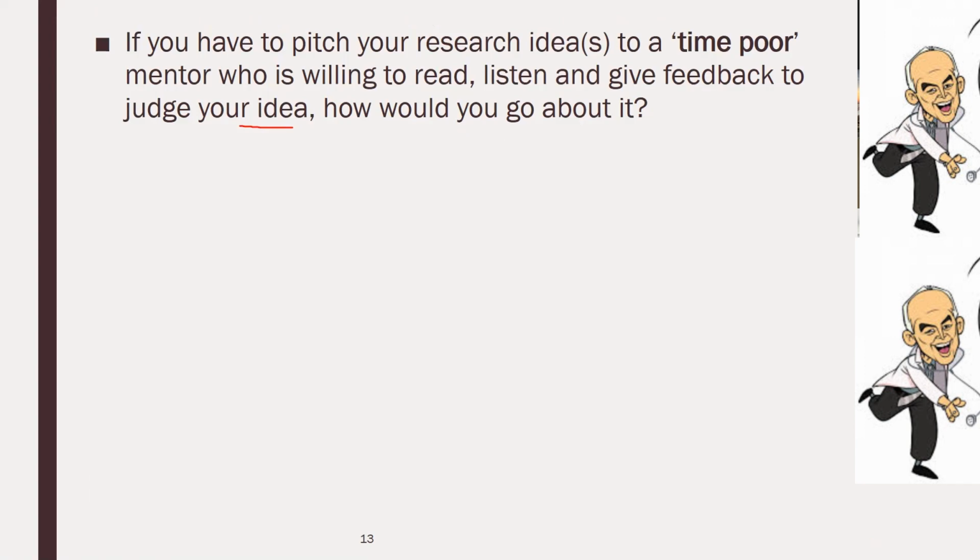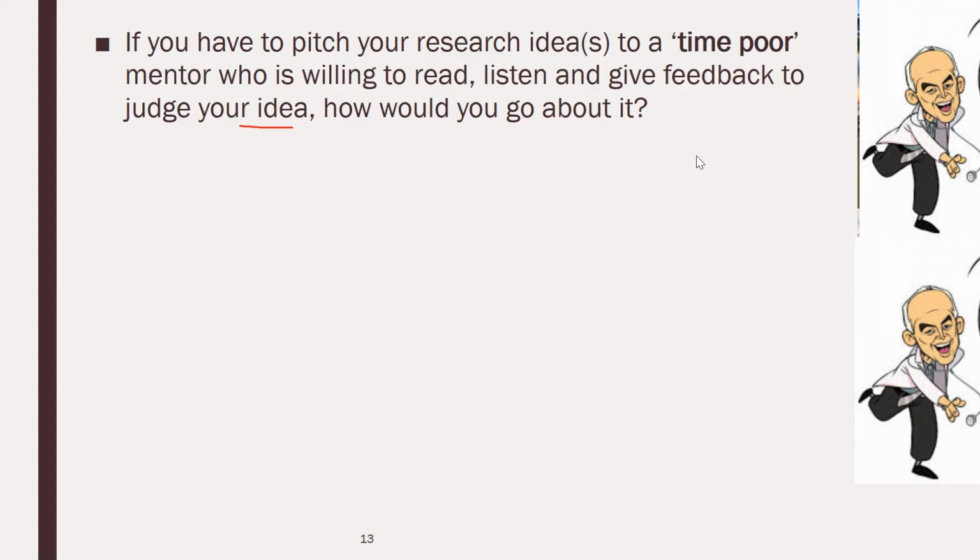So what do you think? I know you know the pitching template, but at this moment, if you have to approach the time poor mentor and you have to share your research proposal, how will you go about it? Now you understand the supervisor's problem. Time is an issue. So what will you do? Can anyone share their thoughts? Yes, Toby, would you like to say something?